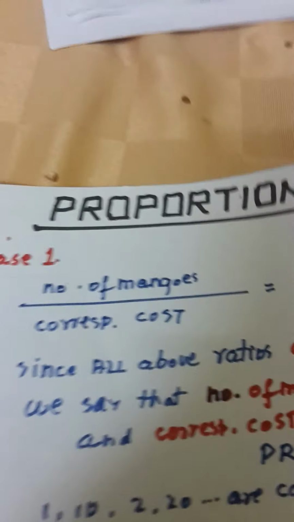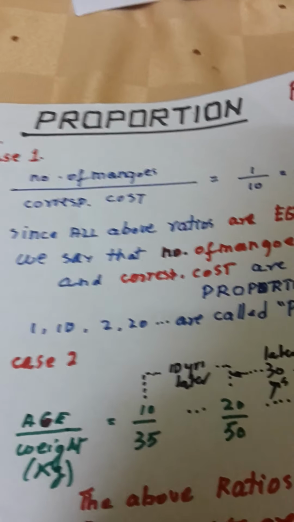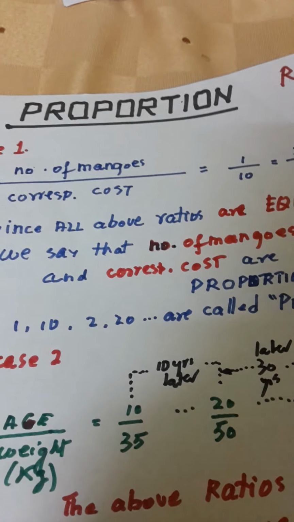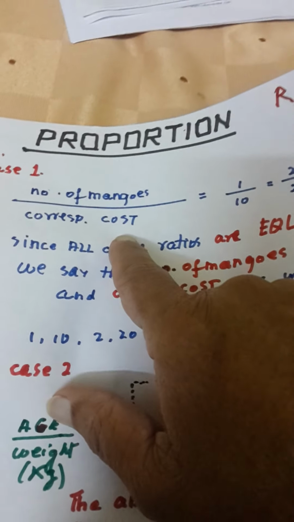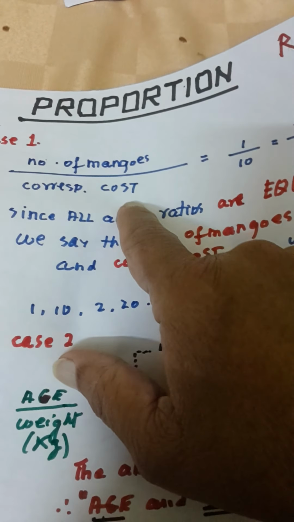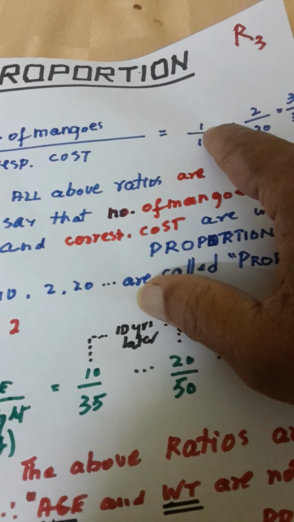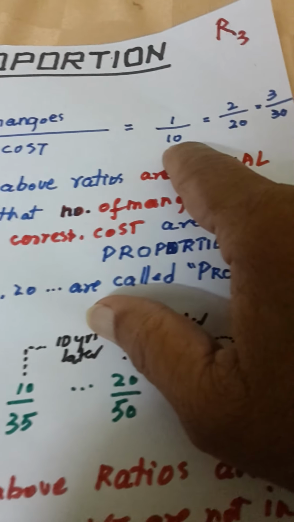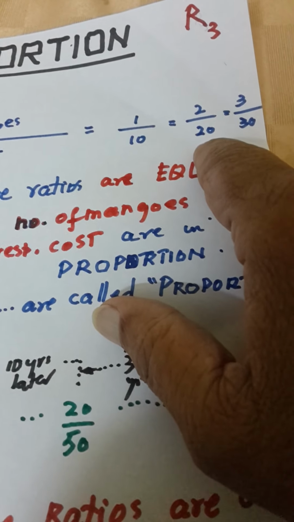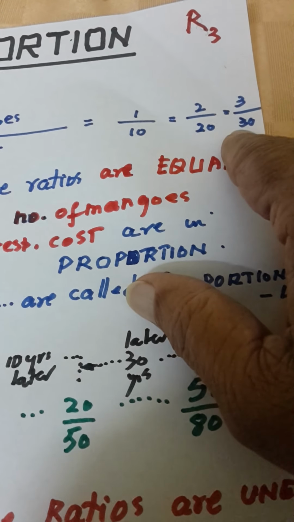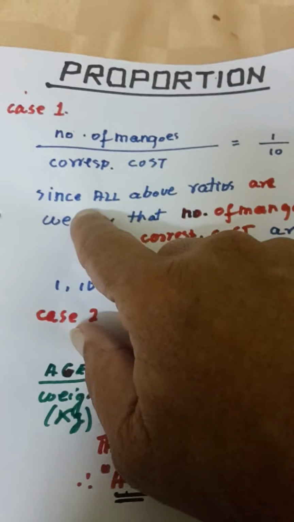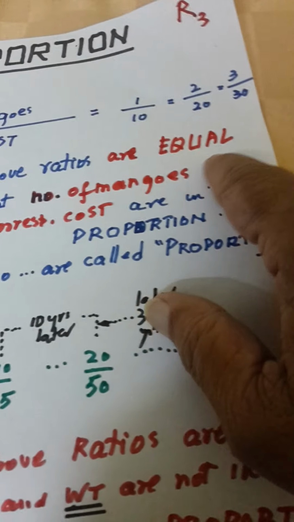Come to R3. Proportion. Now we're coming to something. See, mangoes, the number of mangoes to the corresponding cost. This is number 1 mango, this is the corresponding cost. 2 mangoes 20. I need not explain this. In this, all the ratios are equal.